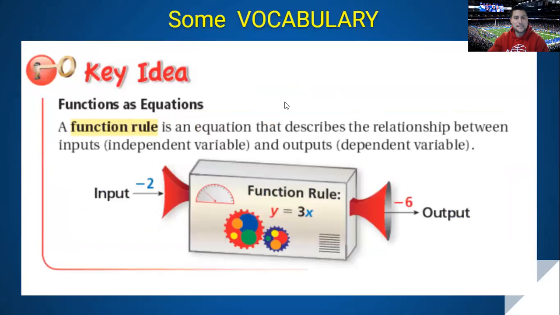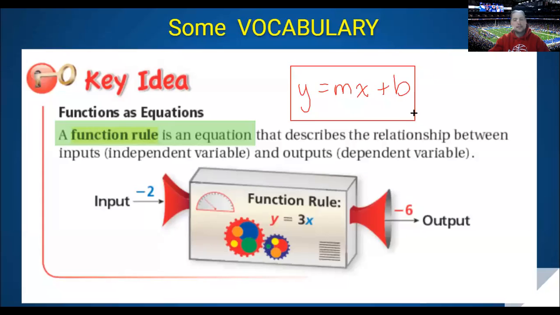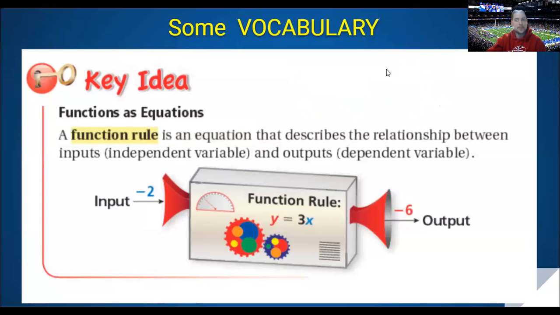Our key idea today is the definition of a function rule. Write this down, please. So you can pause the video if you like. Write down the definition of a function rule: an equation that describes the relationship between inputs and outputs. A function rule is an equation. Write that down. In this lesson, your function rules are all going to be linear, so slope-intercept form is the form that they will take.